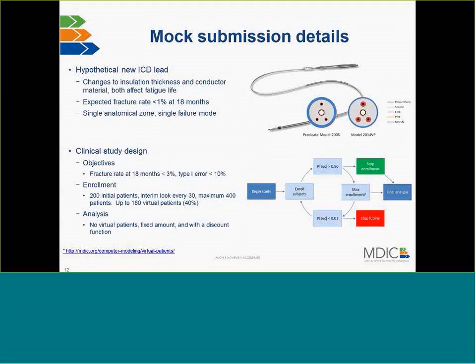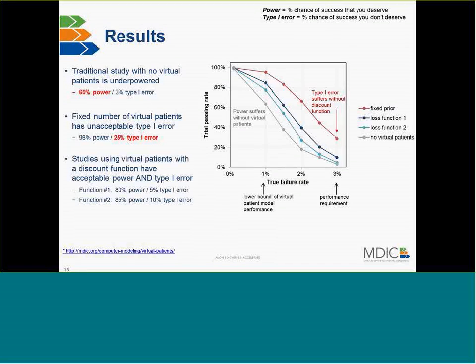We designed a hypothetical study where you can look at the data starting after 200 patients, and then based on the agreement between real and virtual patients, you can make some decisions about enrollment. And then we analyzed it using a traditional design with no virtual patients, what's called a fixed prior, where you get to keep the virtual patients regardless of what you see, and then we looked at a couple of discount functions. So let's talk a little bit about the results of this study, which were really interesting and informative.